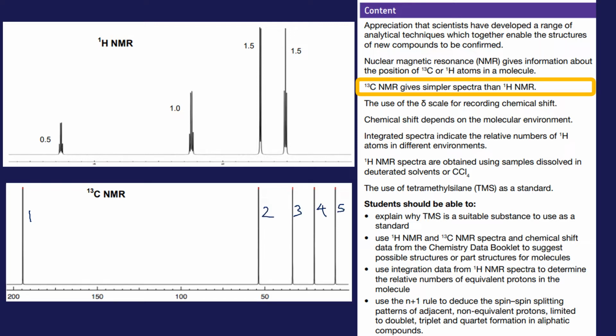Yes, we've got chemical shift along the bottom. Notice how the scale goes down. It goes from large chemical shift to small chemical shift. That's always the case. So it's quite unusual that the x-axis decreases from left to right.